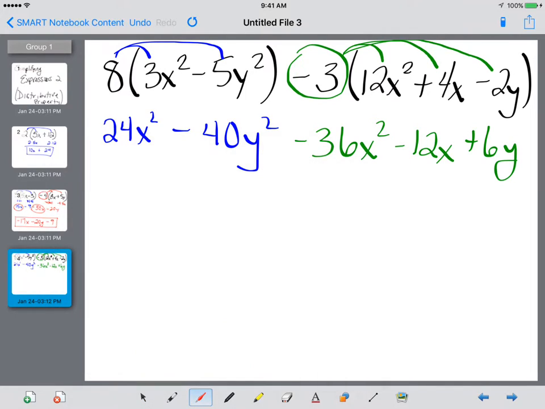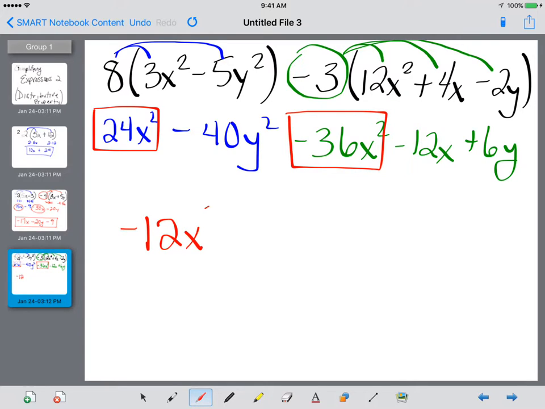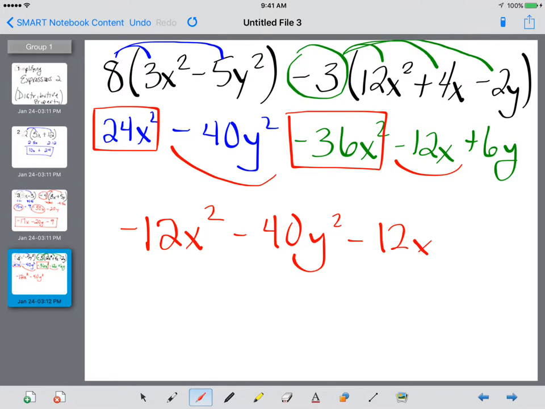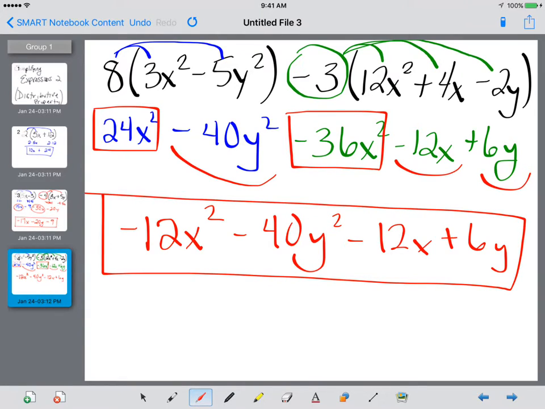From here, let's combine like terms. So let's start with x to the second power. I've got 24 minus 36 combines to be negative 12x squared. Then there is no other y squared, so we have minus 40y squared next. There's no other x, so we get minus 12x plus 6y. There is my expression, simplified.